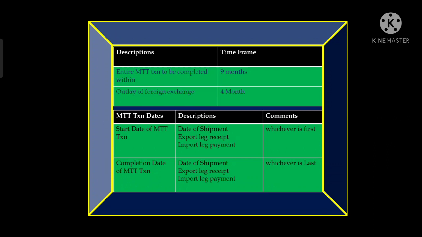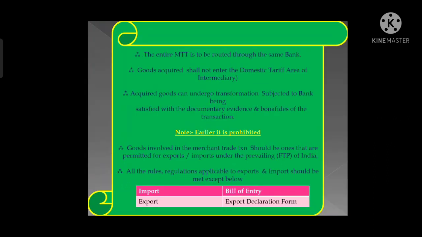In the same scenario, whichever date is the last would be considered the closure date of the merchanting trade transaction. Out of these three dates, whichever has the last date would be considered the completion date of the merchanting trade transaction. So the starting date and the closing date of the merchanting trade transaction should be completed within 9 months. Let's move forward. Now we will discuss the details about merchanting trade transaction.